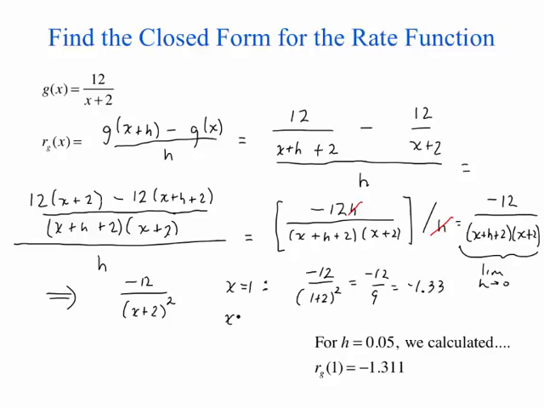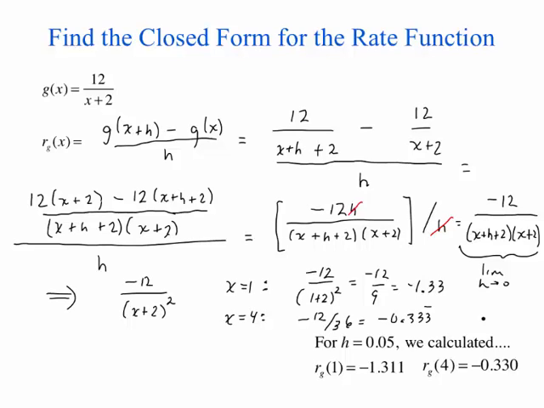x equals 4. We did that with the graph, right? So it's going to be negative 12 over 36, which is negative 1/3, and we got negative 0.330, right? So at h equals 0.05 we got good approximations, but now we're talking exact numbers.